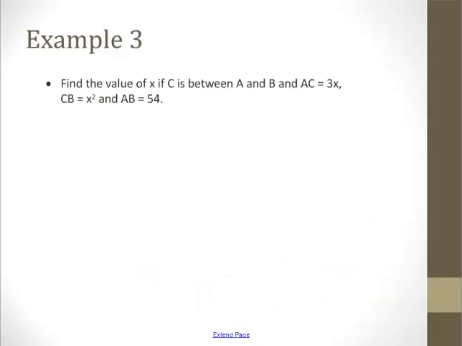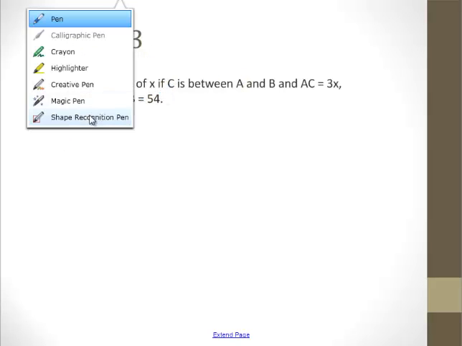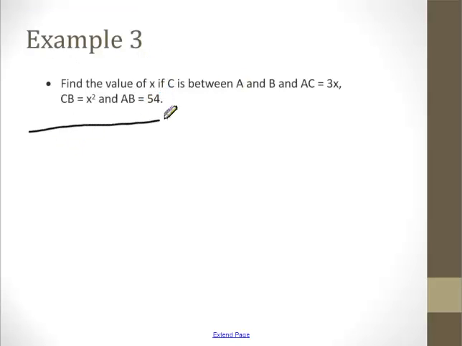All right, let's try again. Find the value of x if C is between A and B. Let me get my pen and draw a straight line. C is between A and B, so C is in the middle. When I say in the middle, I'm talking in between. If it was exactly in the middle, it would say halfway between or is the midpoint. So we have AC is 3x, CB is x squared.